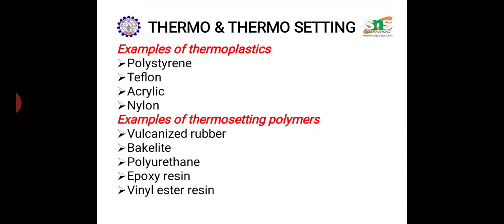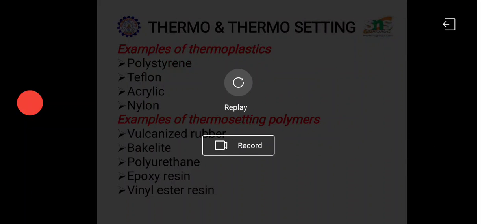Examples of thermoplastics are these. The example of thermosetting plastic is bakelite. We use bakelite in our switch box, in our cooker handles, in cooking utensil handle materials. Polyurethane and epoxy resin are used in mechanical materials. Vinyl ester resins. So these are the examples of thermo and thermosetting plastics.